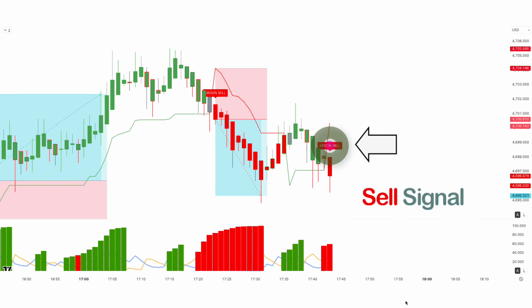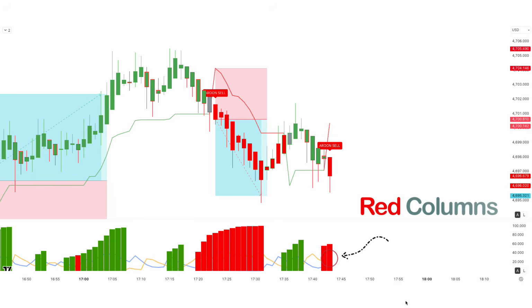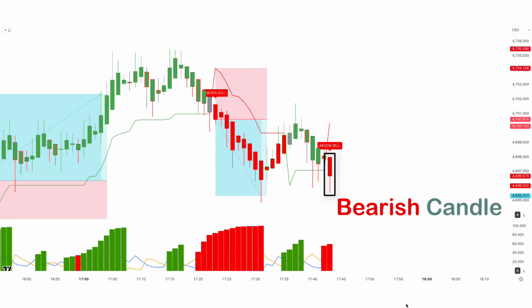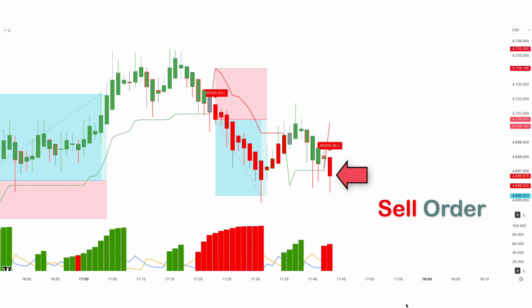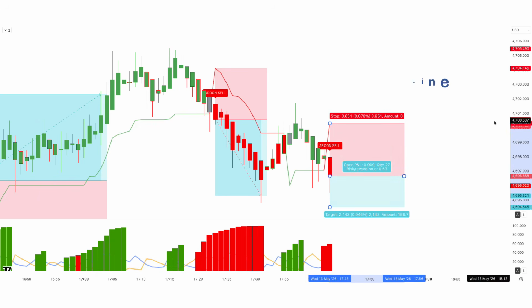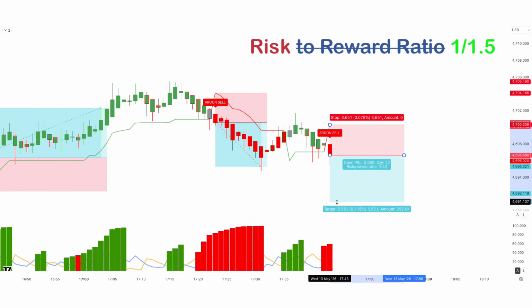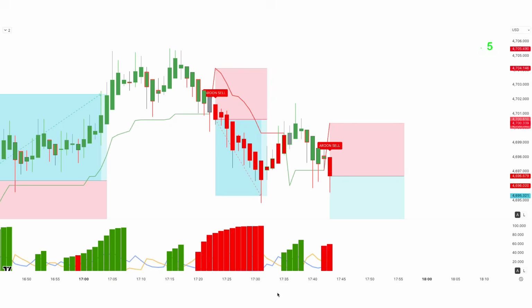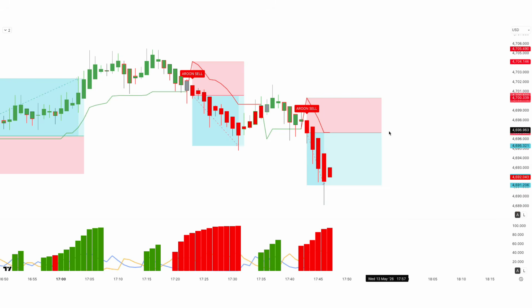Here the Super SDM label down of this indicator is a sell signal. Here the DI with colored indicator shows red columns. Here the market has made a bearish candle to give confirmation. So all our conditions are being fulfilled, so we are placing an order to sell. Our stop loss is to be placed at the red line, and the risk-to-reward ratio will be 1:1.5. We have won the trade. Let's find the next trade.